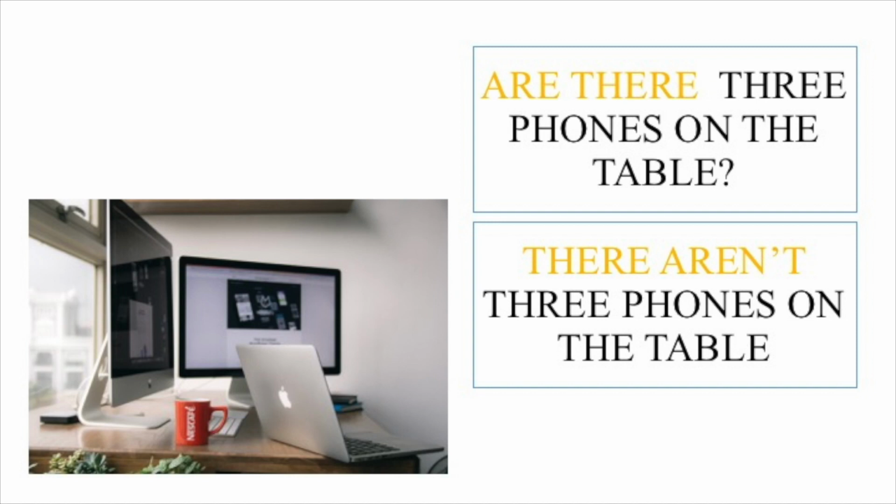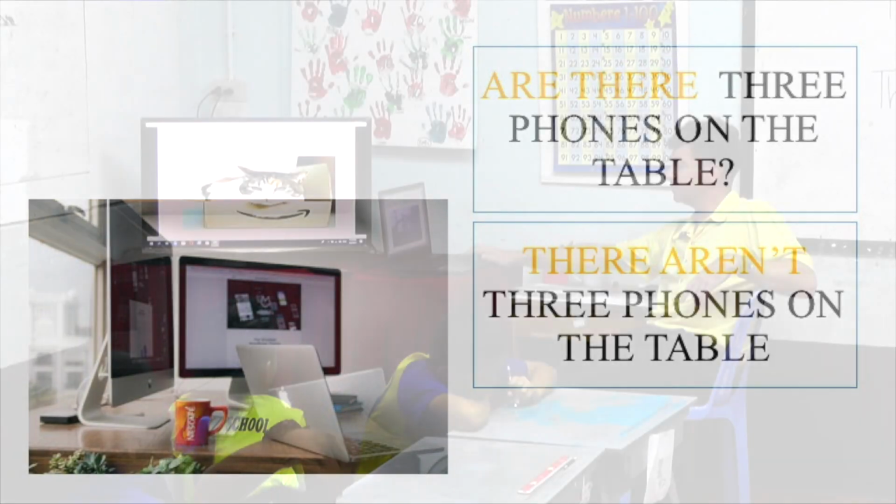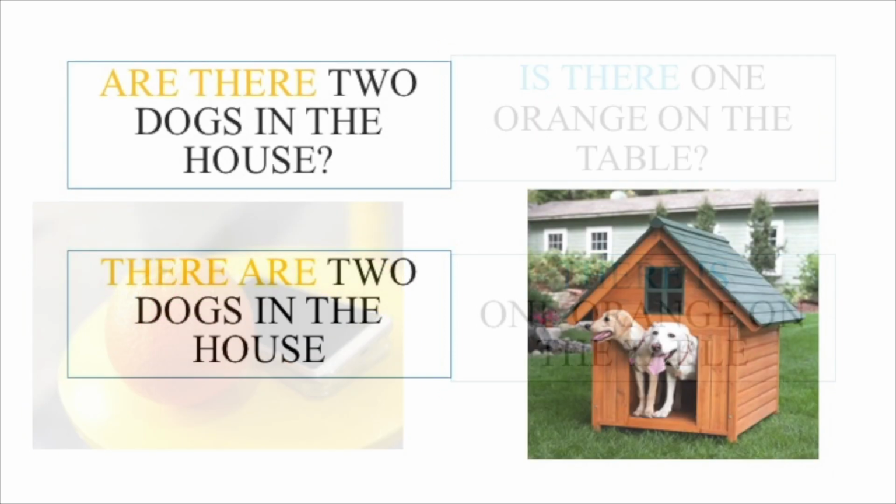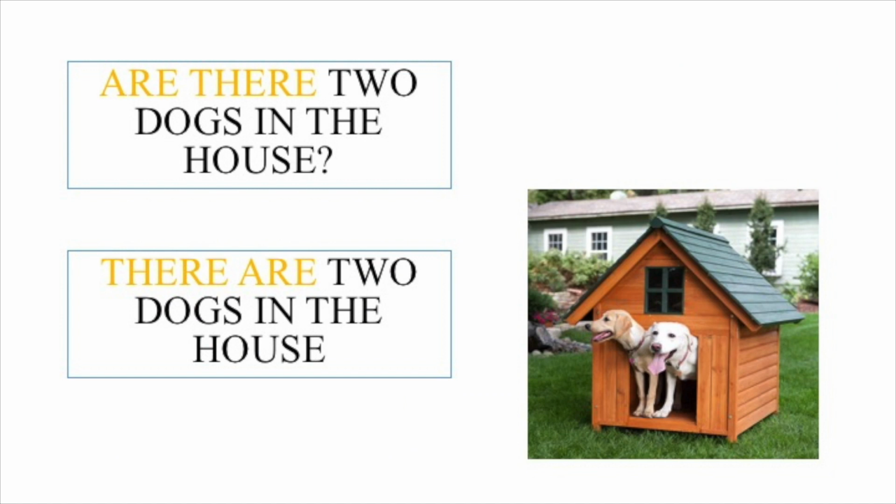Excellent, guys. What we'll do, we'll go through it one more time. I'll ask the question, and you guys give me the response. Ready? One orange on the table. There is one orange on the table. Well done. Are there 2 dogs in the house? There are 2 dogs in the house.